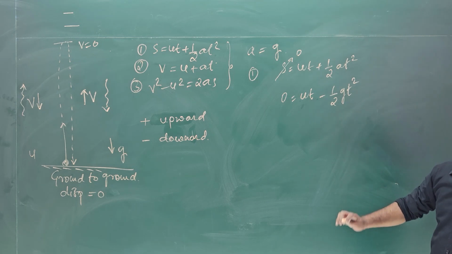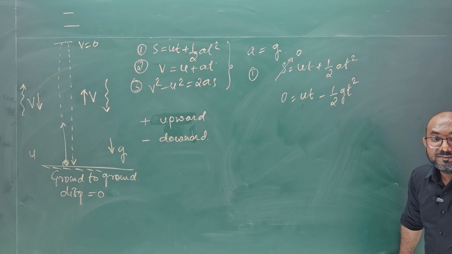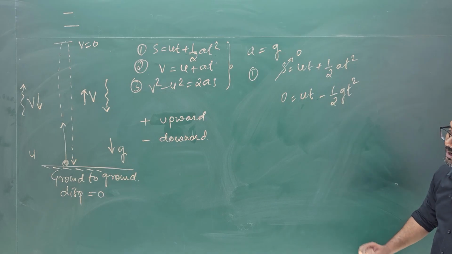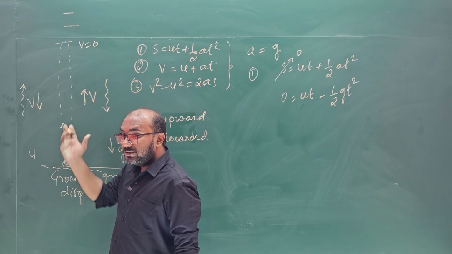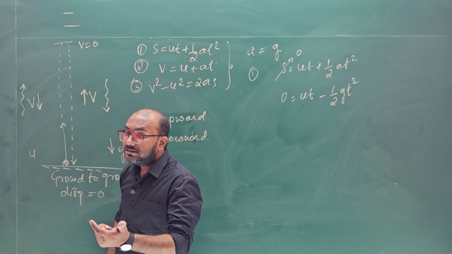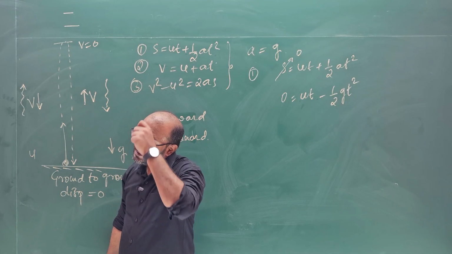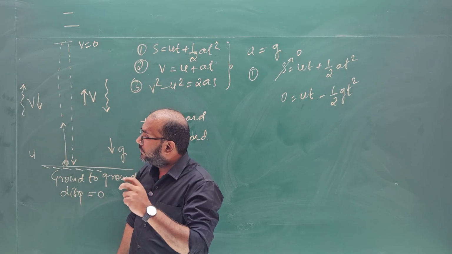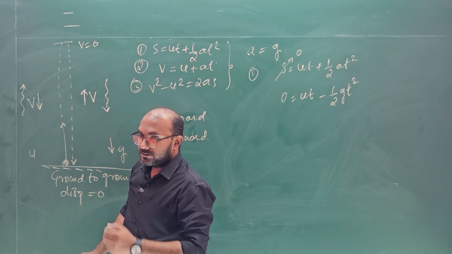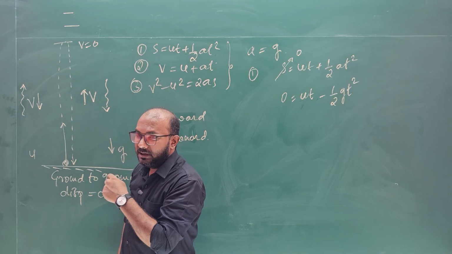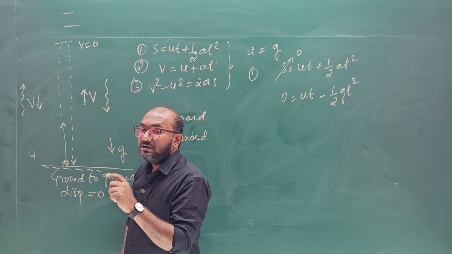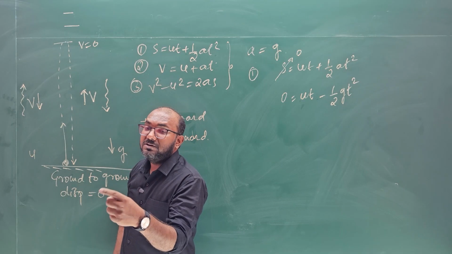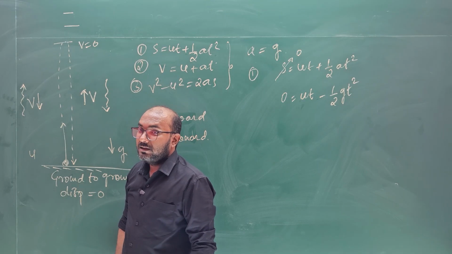Even when the object is moving in the upward direction, where is g acting, beta? Downward only, na? Whether the object is going in the upward direction or coming in the downward direction, where is g acting? Downward only, na? Okay, first thing. Second thing, when the object is going in the upward direction, is the velocity increasing or decreasing? Decreasing. If velocity is decreasing, then acceleration is opposite to the direction of motion. Then we write negative.